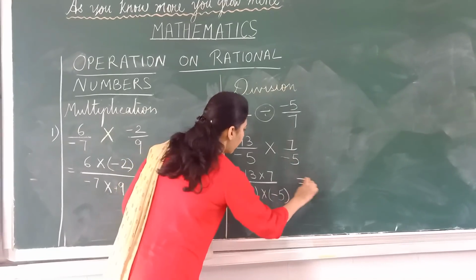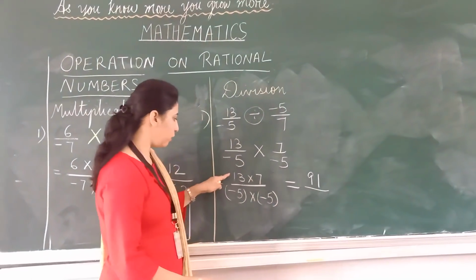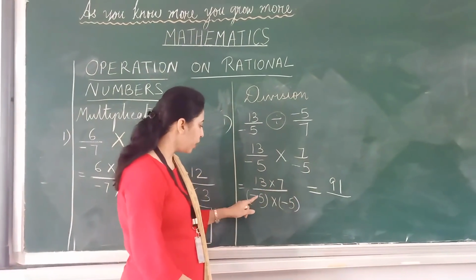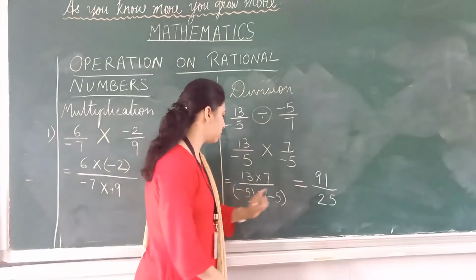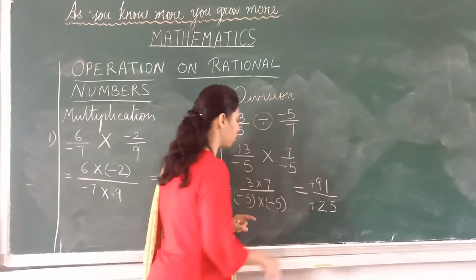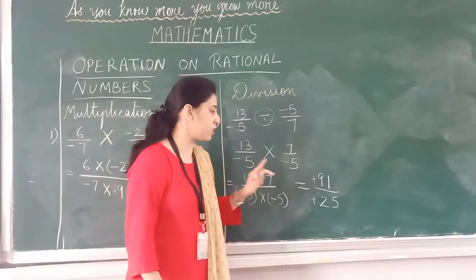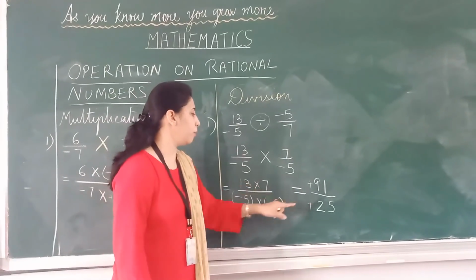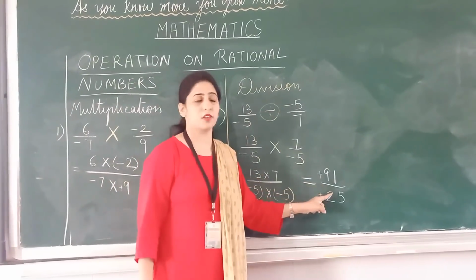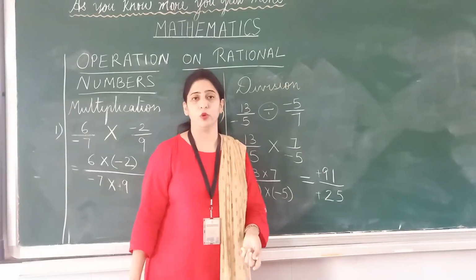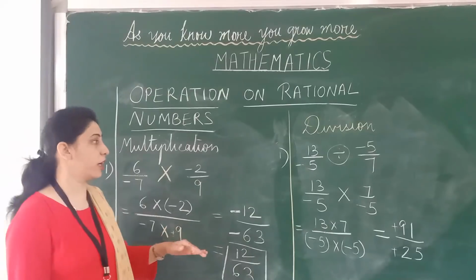So what is your answer here? 13 sevens are 91. That will be plus 91 because plus and plus becomes positive. And 5 fives are 25. Minus and minus becomes positive. So here also plus. Two negative signs are always positive. So plus sign will come here whenever you multiply. So when you divide 13 upon minus 5 by minus 5 upon 7, you get 91 upon 5. So these are the operations on rational numbers which we have already learned in 7th standard.